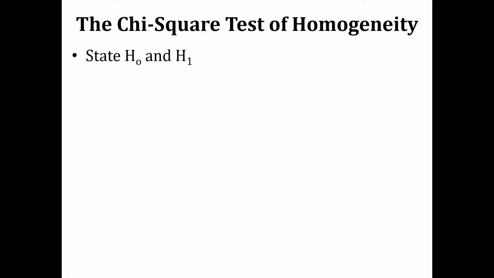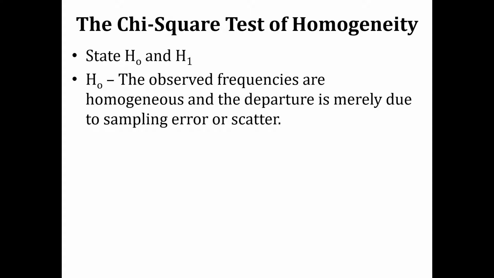So what is the next step? After stating the problem and choosing the type of chi-square test, we have to state the null and alternate hypotheses. Our null hypothesis is that the observed frequencies are homogeneous and the departure is merely due to sampling error or scatter. So in the null hypothesis, we are assuming that this difference is non-significant and is only because of some sampling error or scatter.